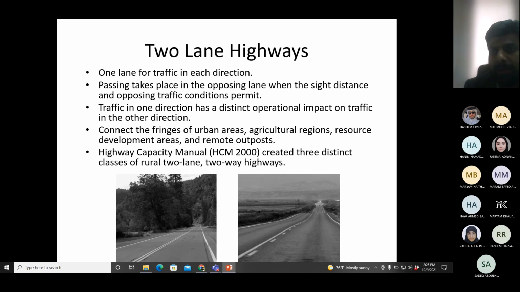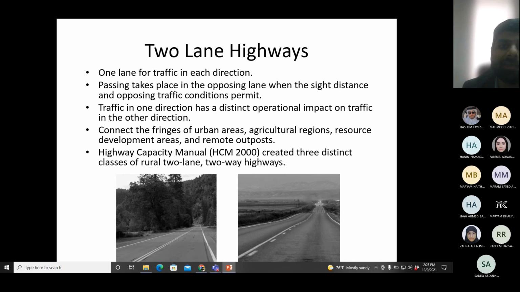Now keep in mind, although it is not written here, we are still talking about rural two-lane highways. Two-lane highways in rural areas. Why? Because we are still talking about uninterrupted flow facilities. So these are uninterrupted flow two-lane highways, so they can only be in rural areas. Why? I already gave you the reason earlier as well.